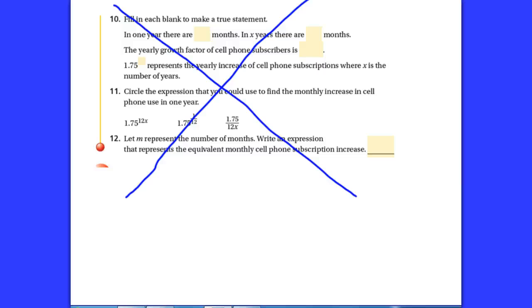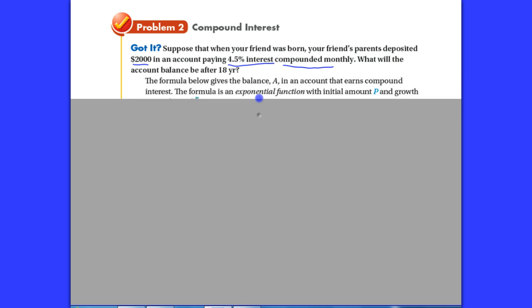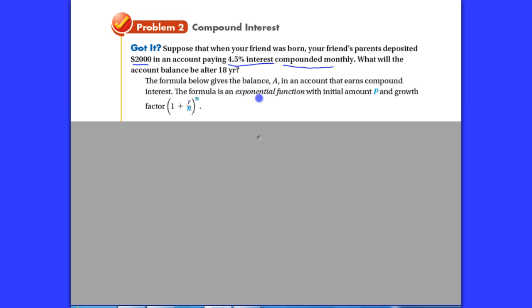So let's just go on down to this compound interest problem. I think this is really valuable for us here. It says, suppose that when your friend was born, your friend's parents deposited $2,000 in an account paying 4.5% interest compounded monthly. What will the account balance be after the 12th year? Okay, let's just work through the information on the page and see if it can make sense for us here. All right, well, it says that the formula below gives the balance A.